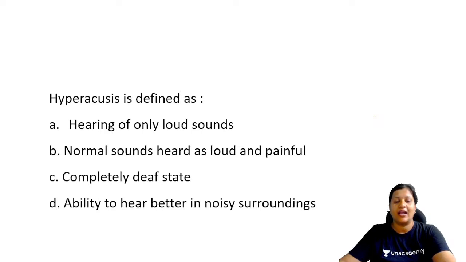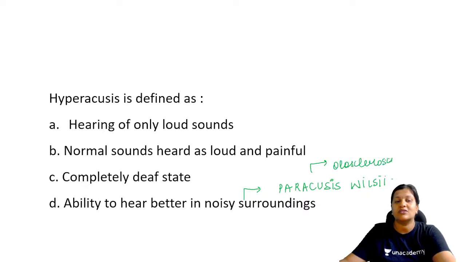So Preetham and Lakshmi, the ability to hear better in a noisy environment is called paracusis willisii. If a patient hears better in a noisy environment as compared to a silent environment, we call this paracusis willisii, and this is a feature of which condition? In otosclerosis. So in otosclerosis, you will see this paracusis willisii. So this cannot be the answer.